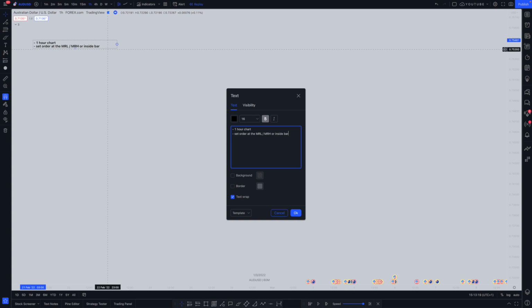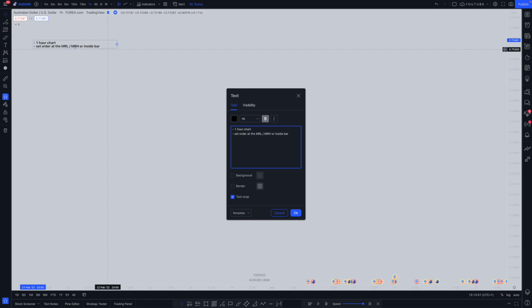If there's an inside bar, you need to take the order from the inside bar, because what I've found is that when placing an order at the most recent low or high and there's an inside bar, sometimes price will retrace to the inside bar and take you out. So if there is an inside bar, I would enter from the inside bar.